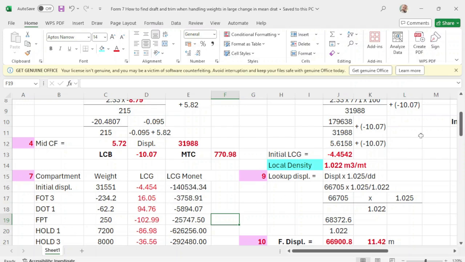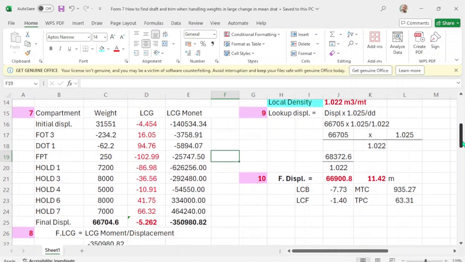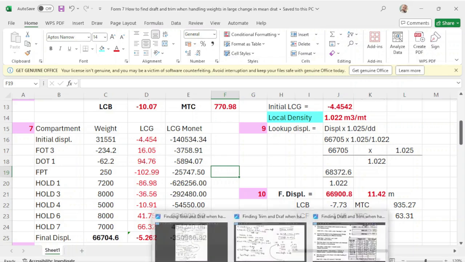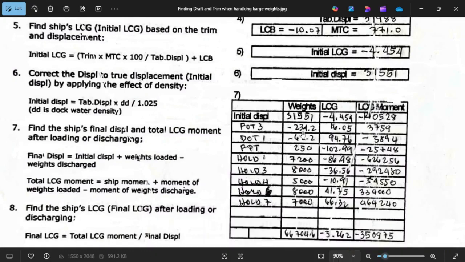Then you apply the FO3, DOT1, first the 4 peak tank, hold 1, hold 3, hold 4, hold 6, hold 7, and the weights. And these are the LCGs. Multiply the weight by LCGs, then these are the LCG moment. And this is the figure that I copied, guys. So you can make your own just by Excel. Put the initial compartments, the weights, LCG, and LCG moment.